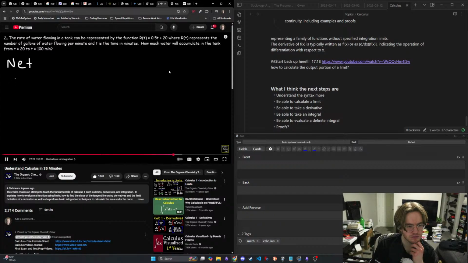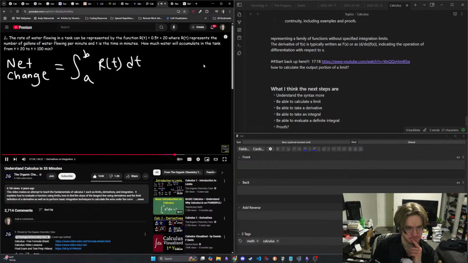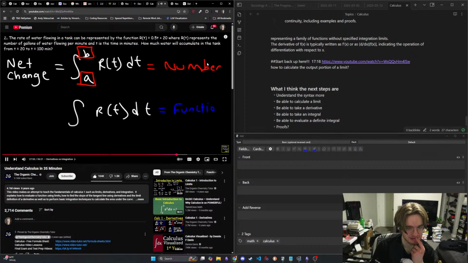Now we can calculate the net change in the volume of water using a definite integral from a to b of the function r of t dt. The difference between a definite integral and an indefinite integral is that a definite integral has the lower limit and the upper limit, and it gives you a number. Whereas the indefinite integral, which is on the bottom, gives you a function. It doesn't give you a number.